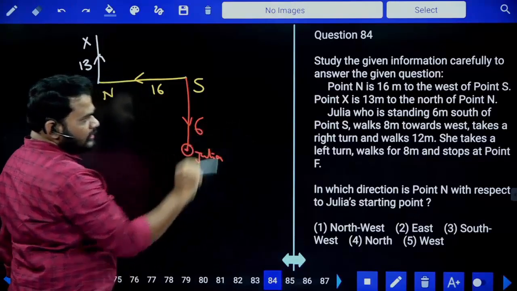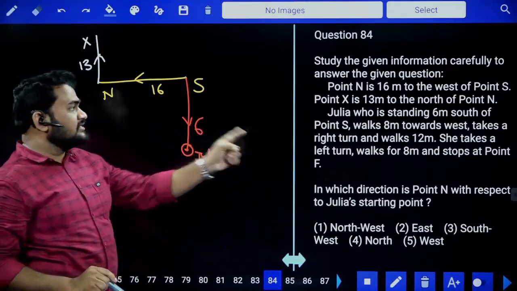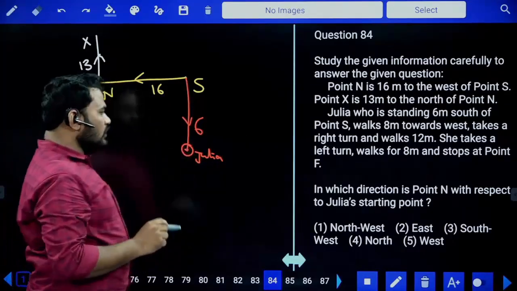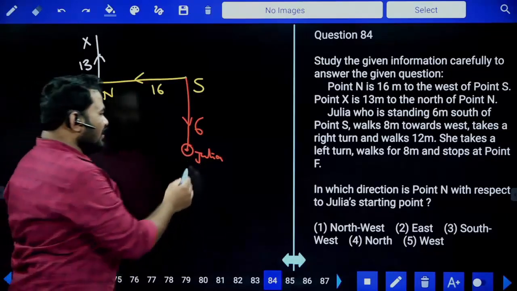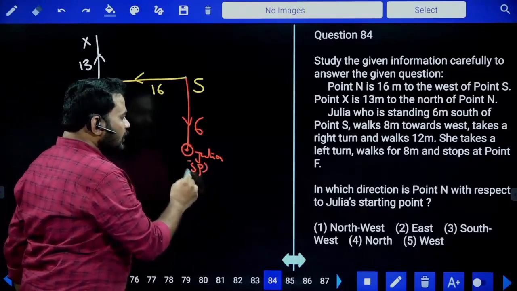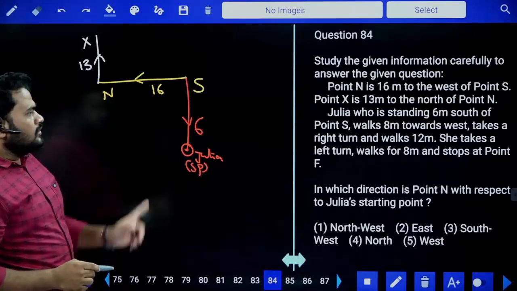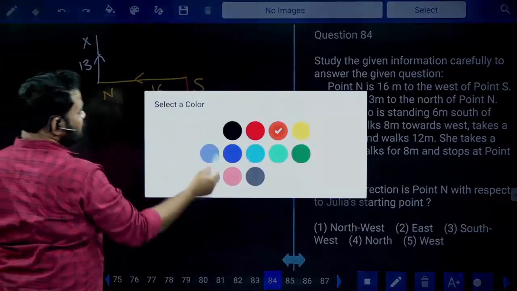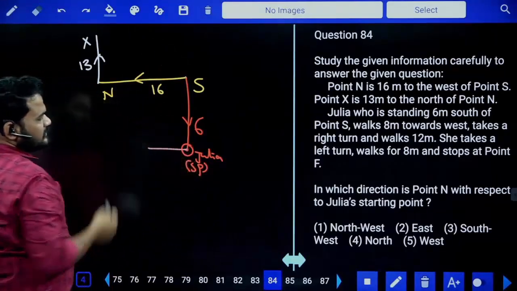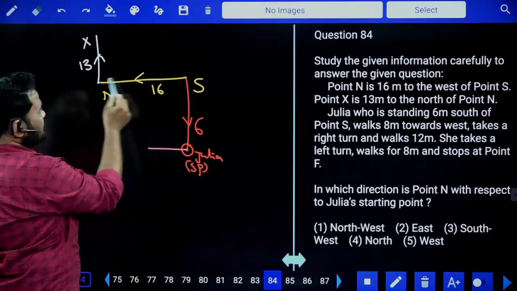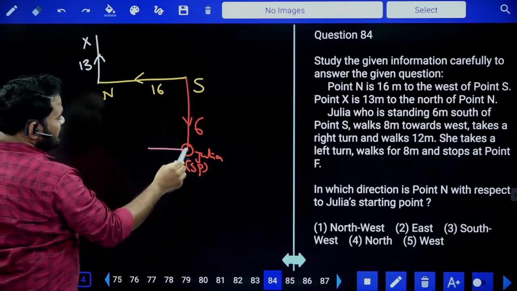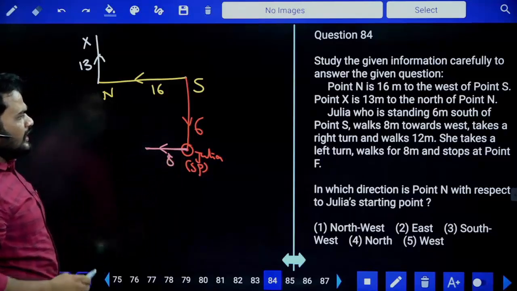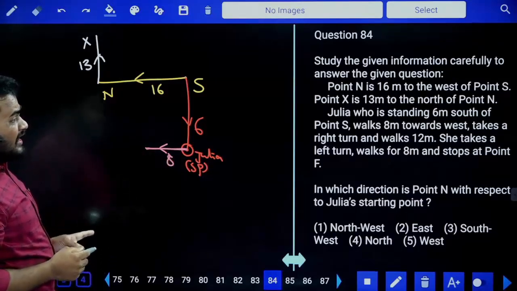As per the question, Julia is standing 6 meters south of S, which means it is the current position of Julia. As it is the current position of Julia, I can call this the starting point of Julia. Julia walks 8 meters towards west. It is already 16 meters, but 8 meters, half of that, is required. Afterwards, she takes a right turn and walks 12 meters.